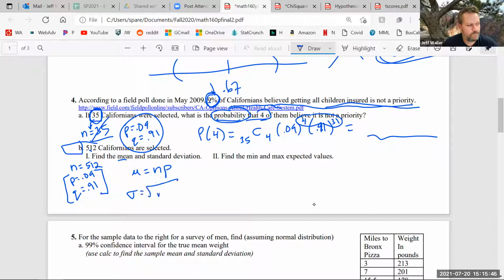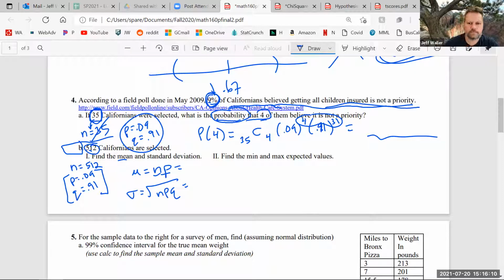Yeah, and then you just got this little, and those are the best ones. Don't have to make a table, none of that. And it makes sense. If 9% believe a certain way, and I can take 512, wouldn't it be 9% of 512 that I would expect to believe? Yeah, so that formula matches with what we would do.